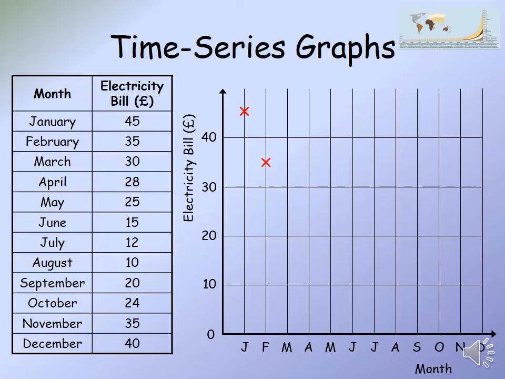So you'll notice we put the crosses on the actual line of the month. So I think you get the idea. The third one down, March, is 30, and so on. So we carry on plotting the numbers.